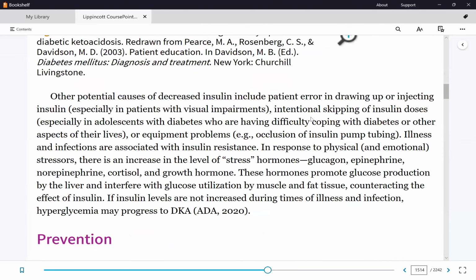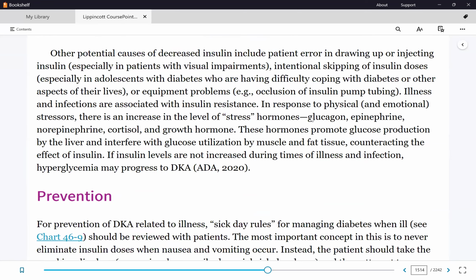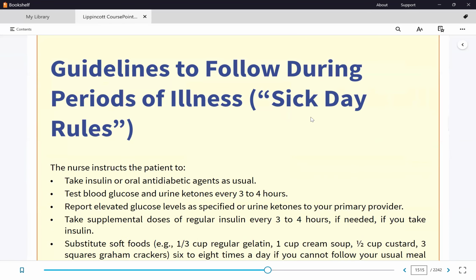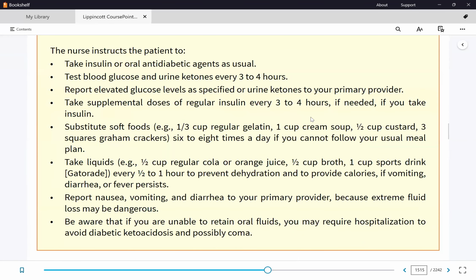So how do we prevent it? Let's educate the patient. This is our prevention: sick day rules, chart 46-9. So the next time, let's say the patient survived DKA, or let's say they were diagnosed and said, oh, I had no idea I was diabetic. Well, now you know. So from now on, this is what you do.